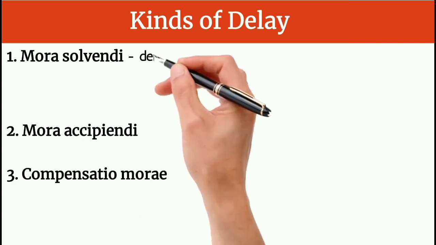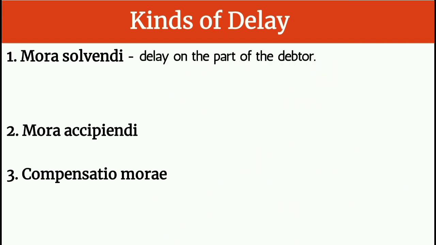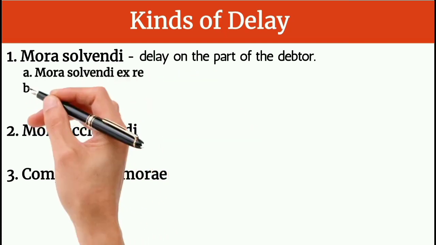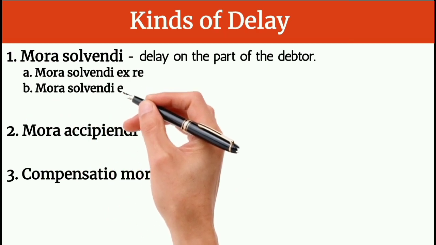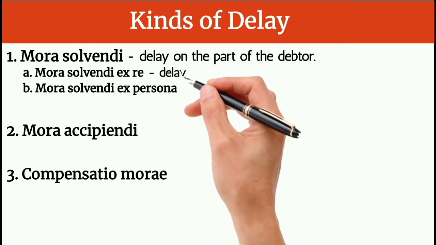Merong dalawang klase ng mora solvendi. Yung una ay mora solvendi ex re at yung pangalawa ay mora solvendi ex persona. Mora solvendi ex re is the delay on the part of the debtor in real obligations. Recall that real obligations are the obligations to give.